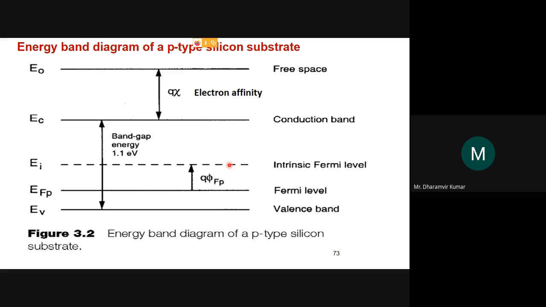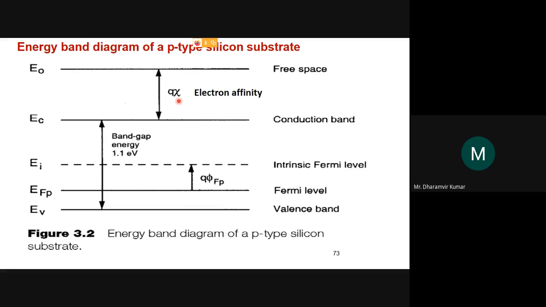Now there are some terms that you might be aware of. There is one term called electron affinity. It is denoted by the symbol q times xi.